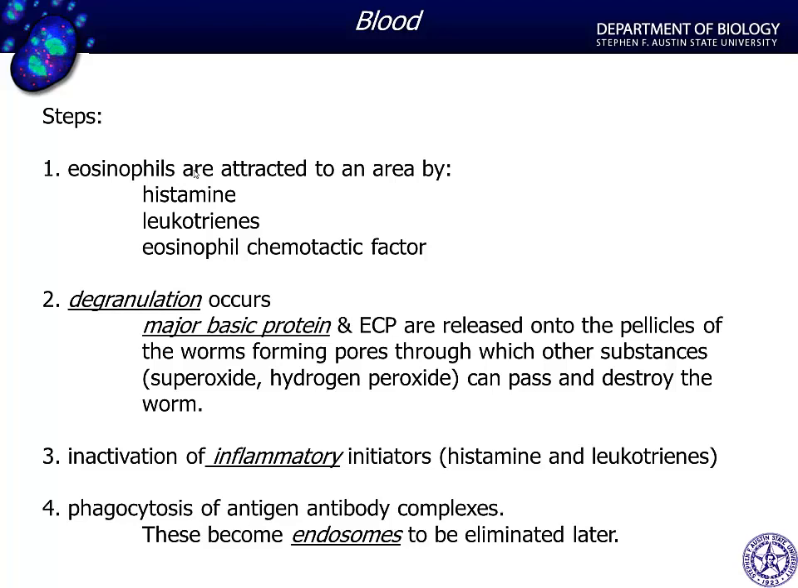Lastly, again, eosinophils are going to be phagocytic of those antigen-antibody complexes, and so we can find a lot of this material in a phagolysosome. The waste material that is still stored inside, yet to be eliminated, are called endosomes.